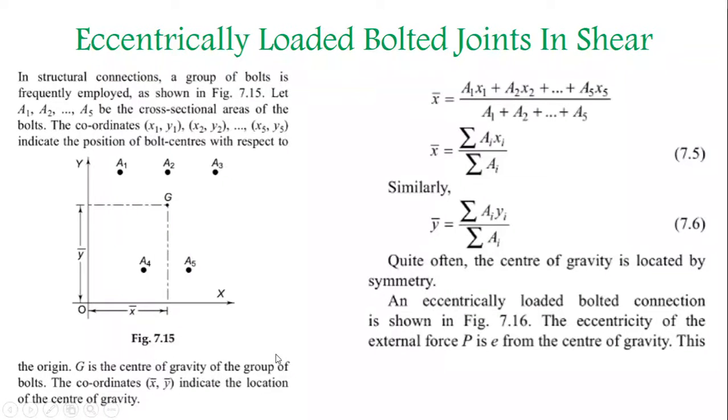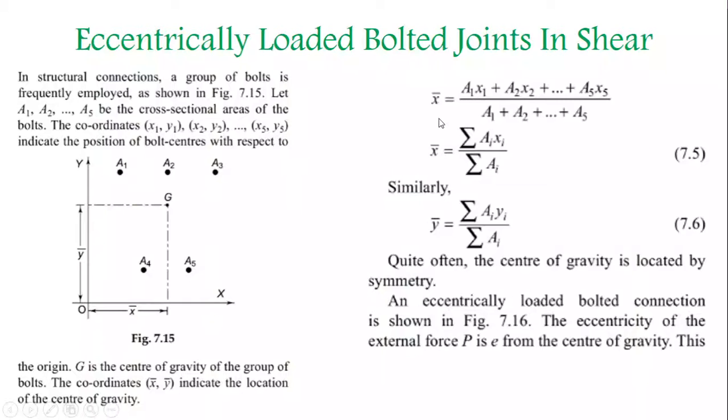J is the center of gravity of this group of bolts. Here five bolts are there, and this is the center of gravity of these 5 bolts. The coordinates x dash, y dash indicate the location of the center of gravity of the bolts. This is the x dash, and this is the y dash, the corresponding position of the center of gravity.